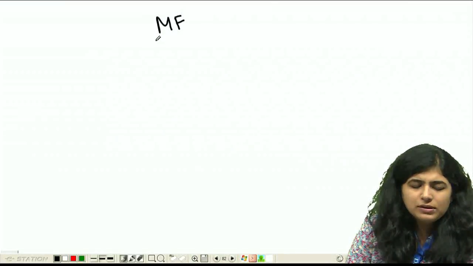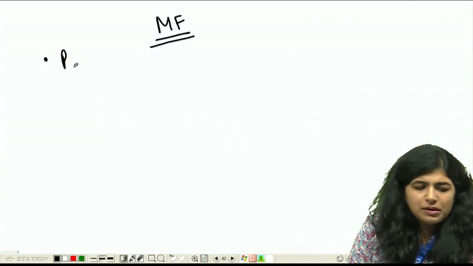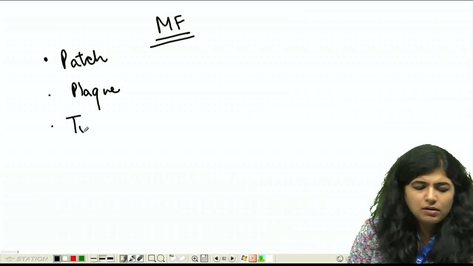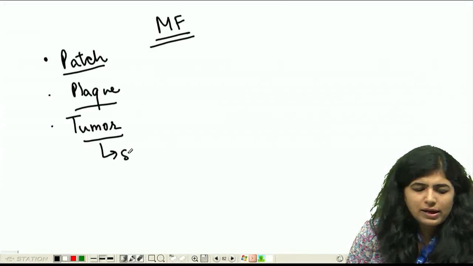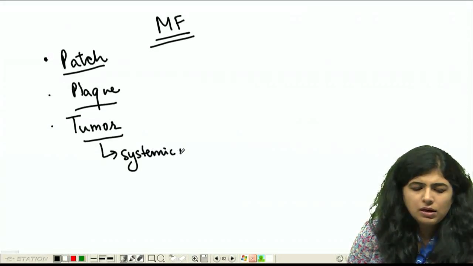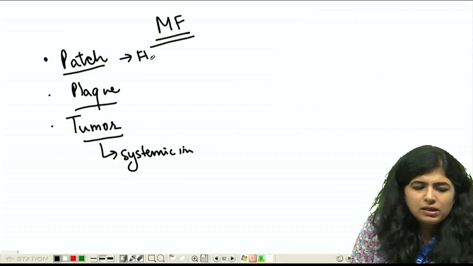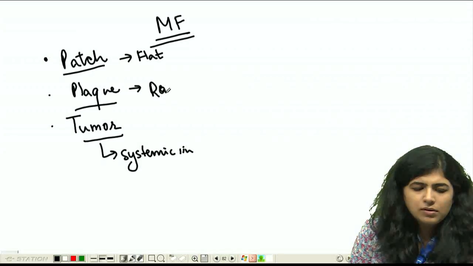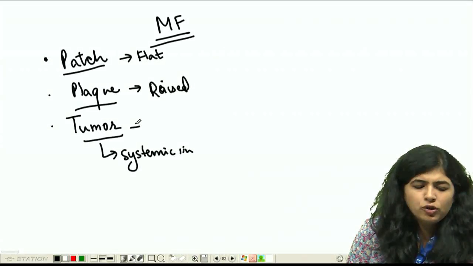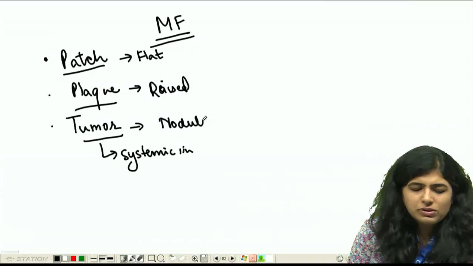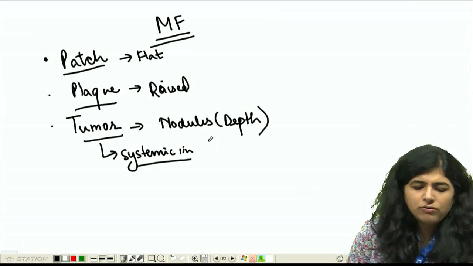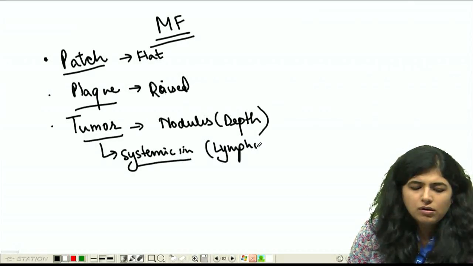In mycosis fungoides, remember that there are 3 stages: patch, plaque and tumor. Generally the tumor stage also has systemic involvement. So patch will be a flat lesion, plaque will be a raised lesion, tumor will be nodules which have depth plus systemic involvement of other lymphoid organs.